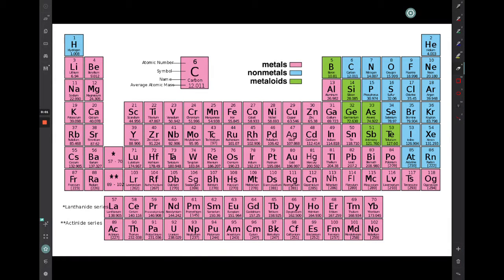Today we are going to shift our attention to looking at the nonmetals on the periodic table and spend just a couple moments looking at the metalloids as well. And we want to look at the properties and the characteristics of these groups.